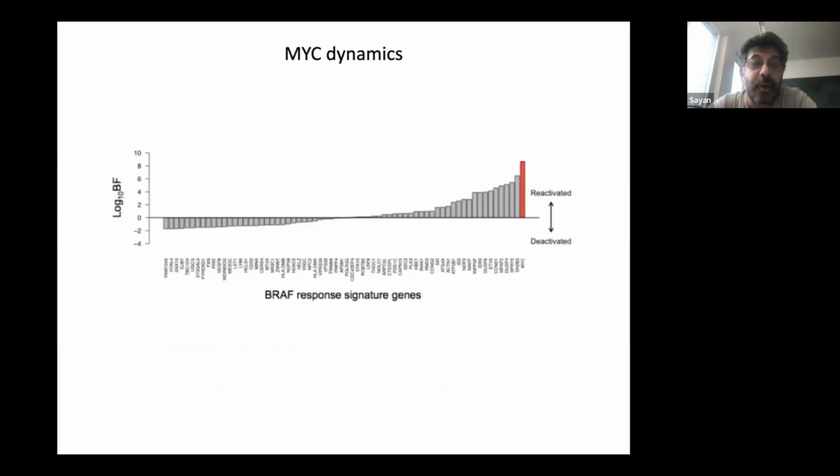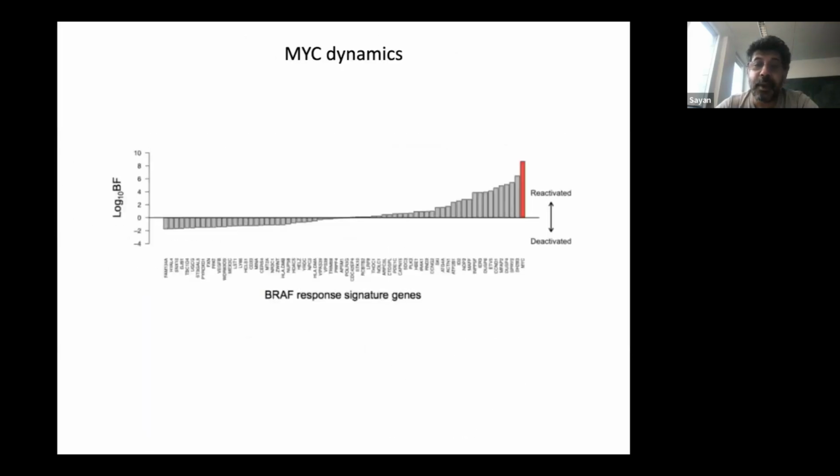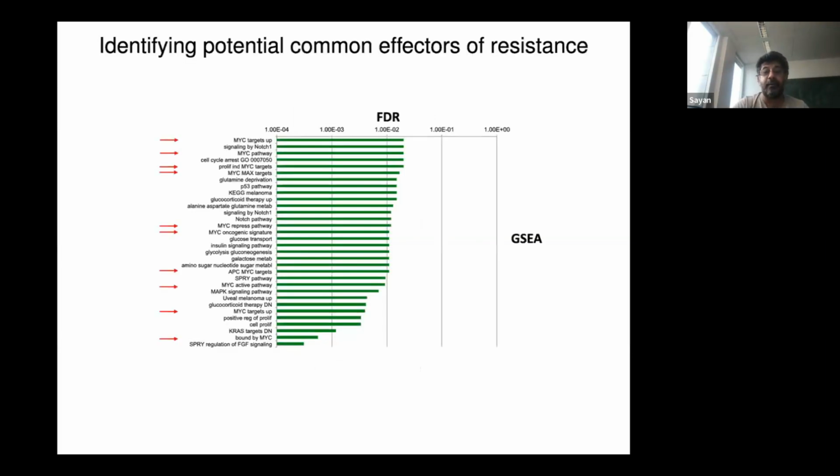Okay. And so we also looked at what the response signature genes are. So these are the top genes that are changing with respect to this signature, right? That there's differential pre to on treatment, and there's no difference pre-relapse. And these are the top genes for that. And what we can do is look at, for example, MYC, look at some other genes, and look at how you're seeing that difference.